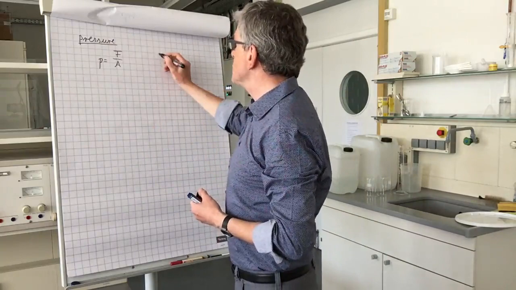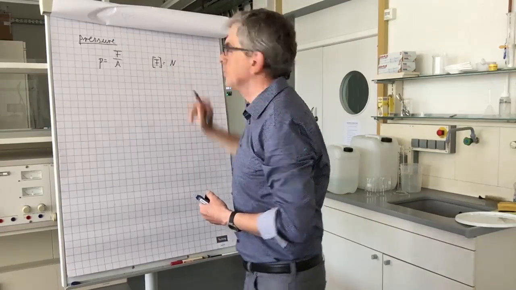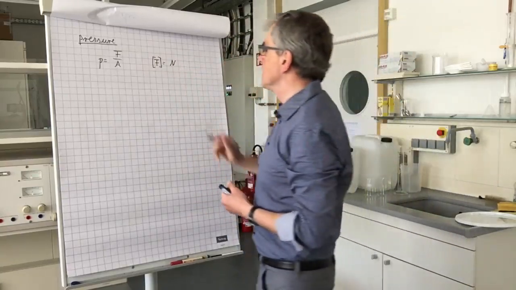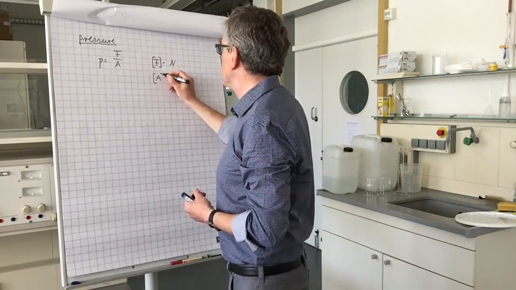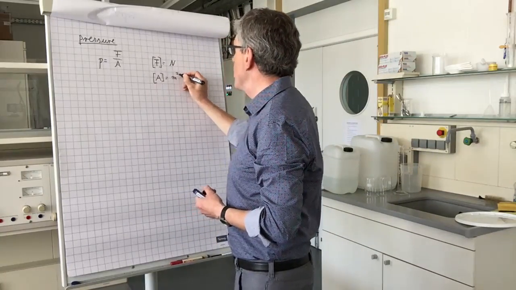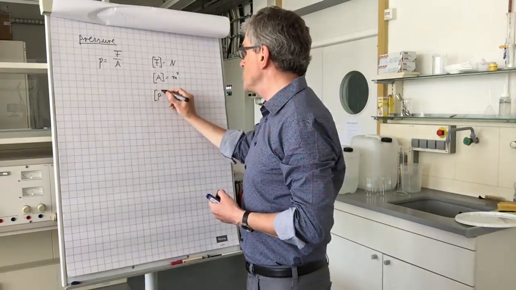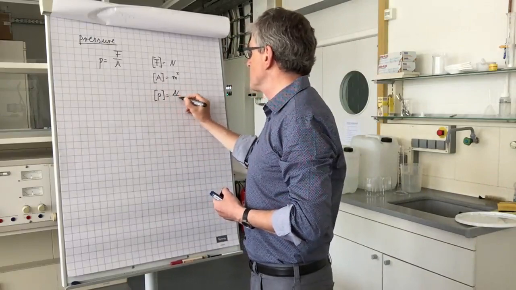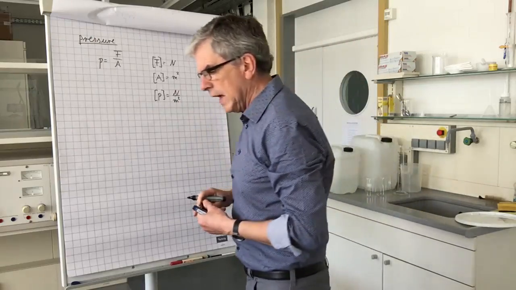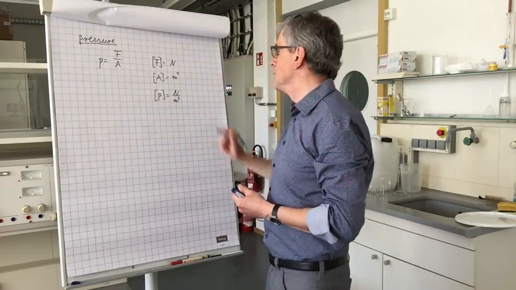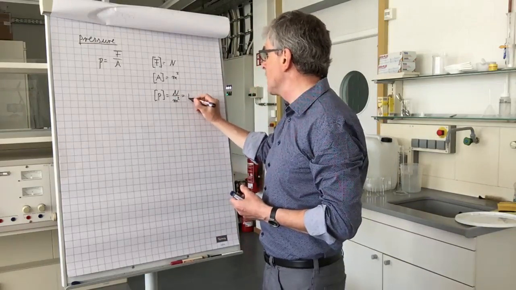And the unit of the force is Newton, and the area A is expressed in square meters, and therefore the unit of the pressure is Newton per square meter. And this has a special name. The name of this quantity, Newton per square meter, is also called Pascal.